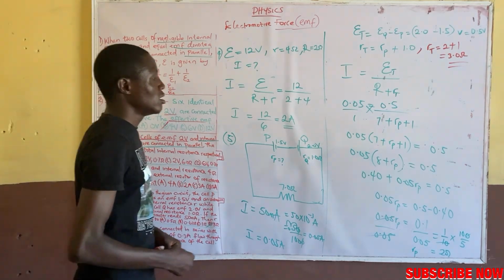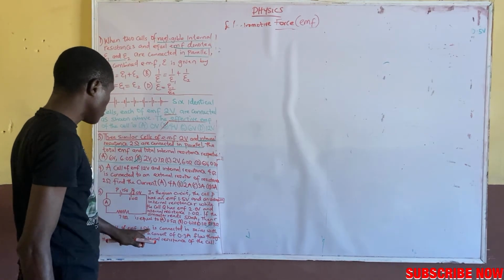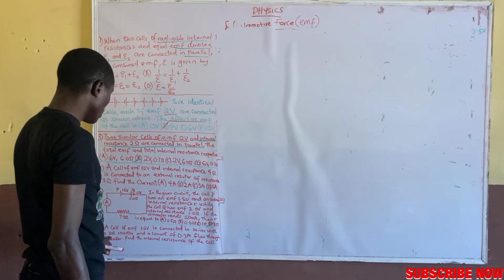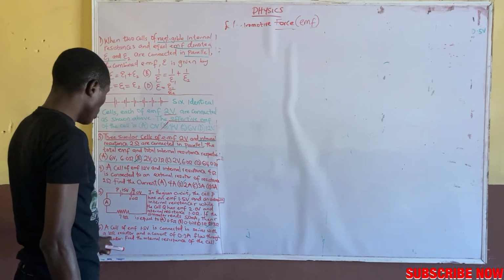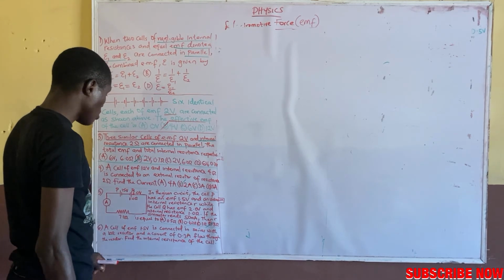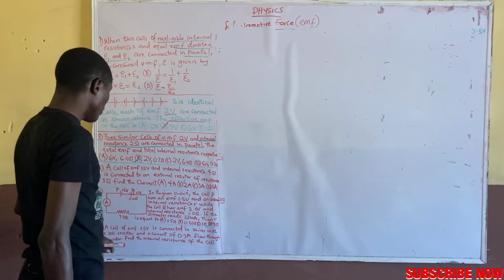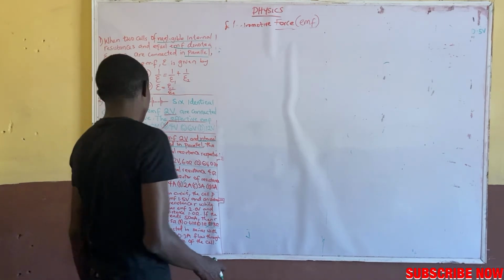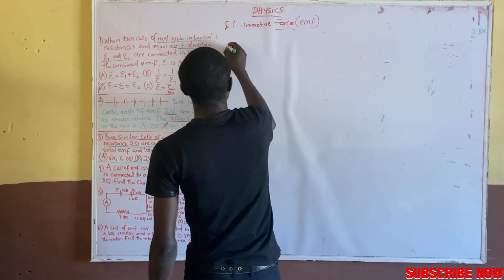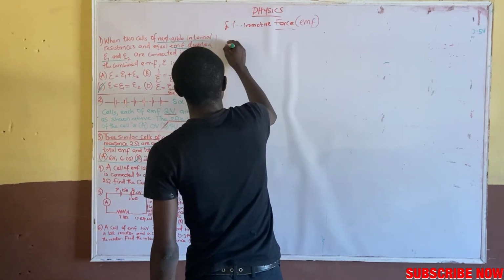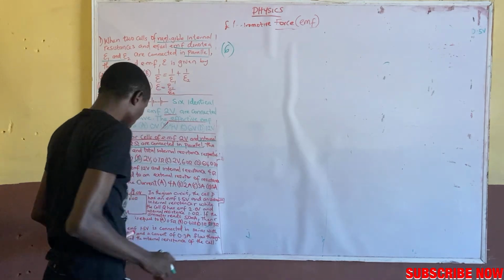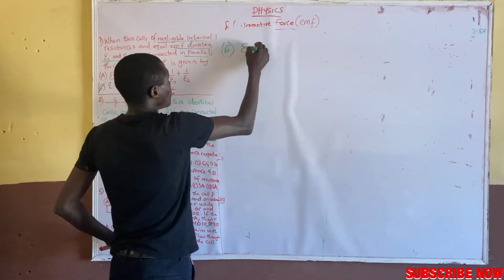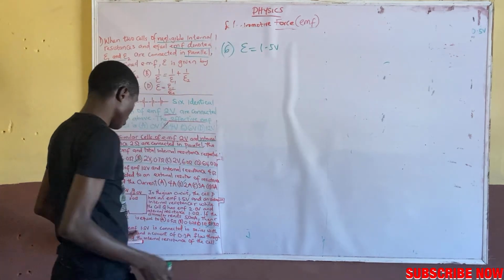Question 6: A cell of EMF 1.5 volts is connected in series with a 1.0 ohm resistor and a current of 0.3 ampere flows through the resistor. Find the internal resistance of the cell. We are told that the EMF of the cell is 1.5 volts.